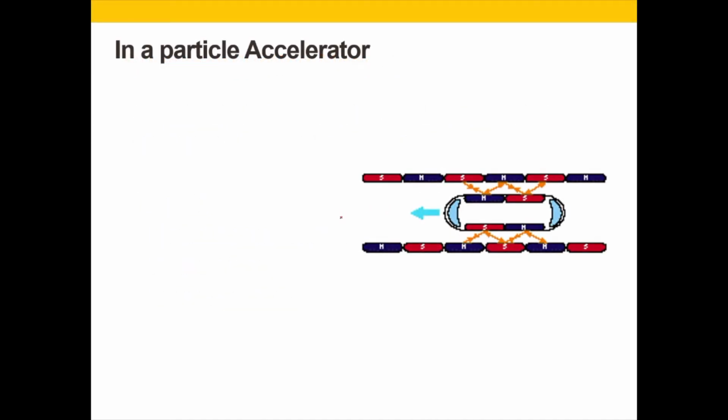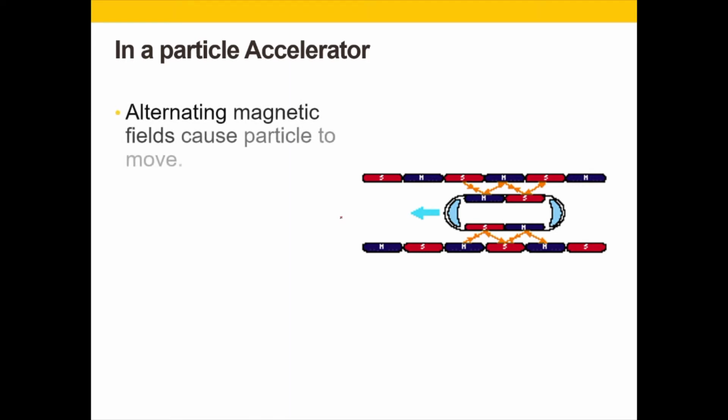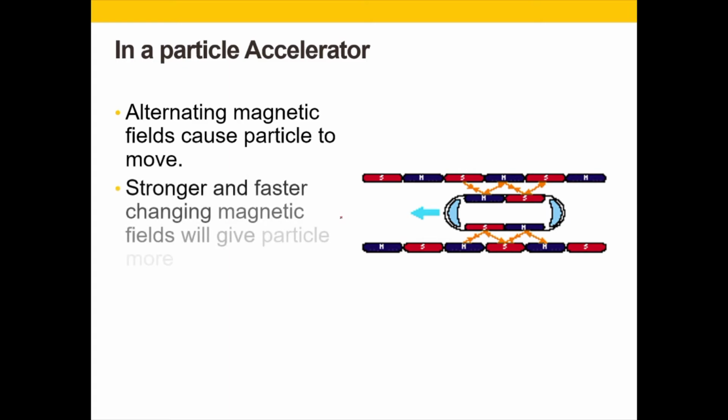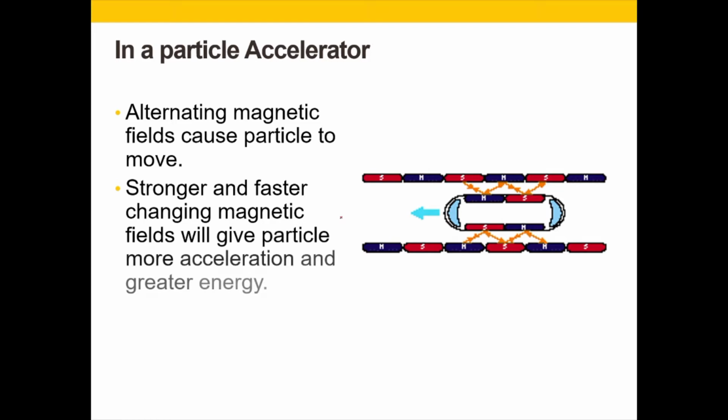So the particle accelerator operates in the same way as the coil gun, where you have alternating magnetic fields and you can cause a particle to move really, really fast. And as the particle goes through the particle accelerator, the stronger the magnetic field and the faster you change the magnetic field, it gives a particle more acceleration and greater energy. We can then use magnets to cause the particle to bend its path. So depending on the construction of our facility, we can either pass it going straight or we can bend it around.